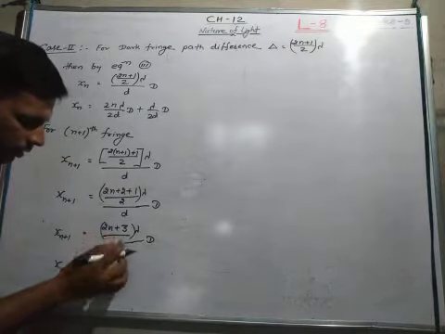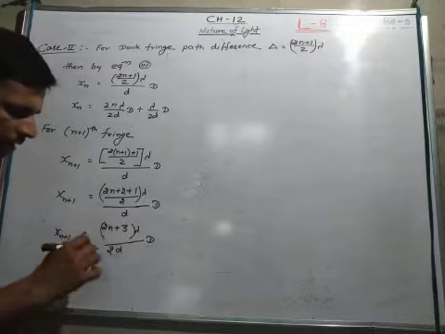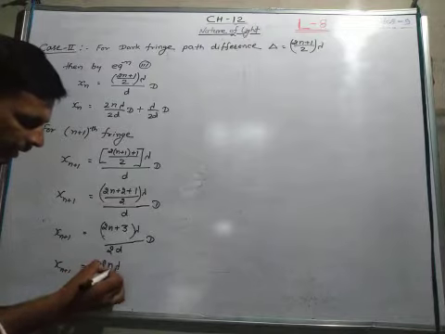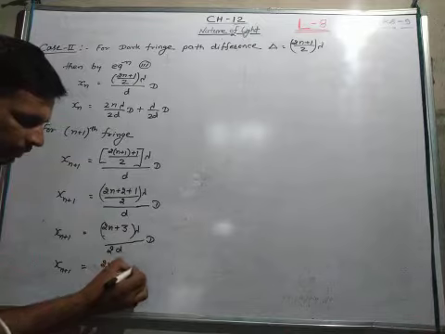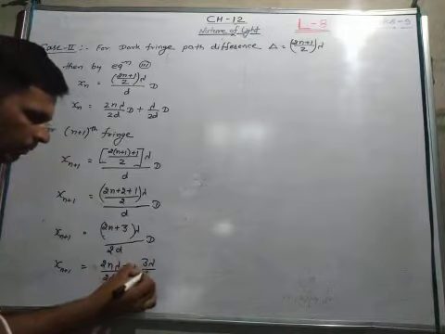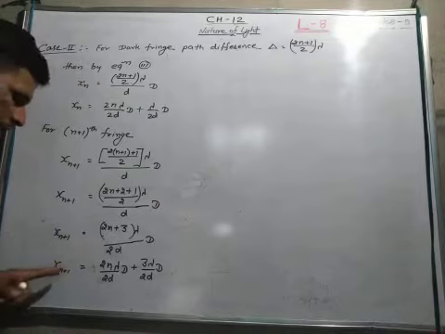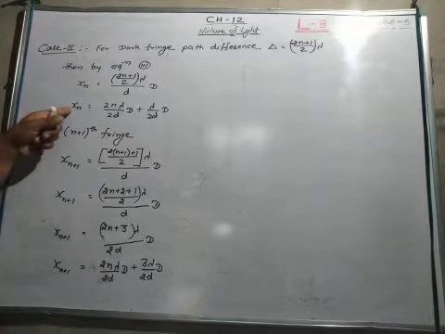Okay, upon 2 it will become 2d. Now we remove this bracket, then make 2n lambda upon 2d into D plus 3 lambda upon 2d into D. Okay, this is the value of xn plus 1 and this is the value of xn.